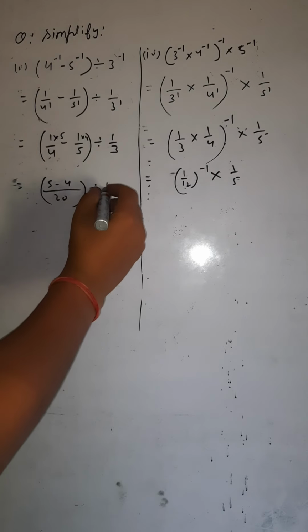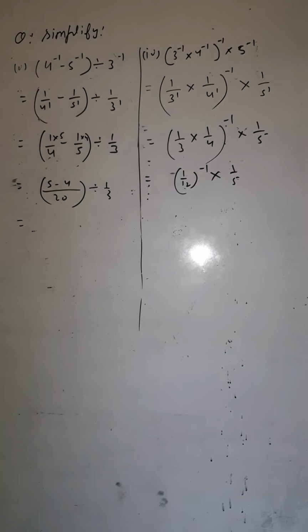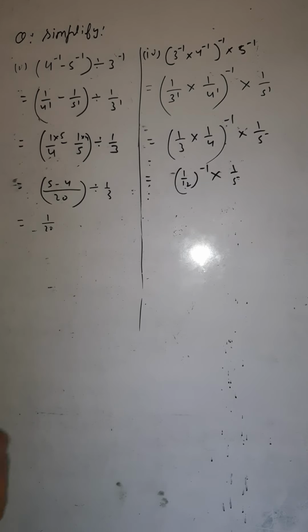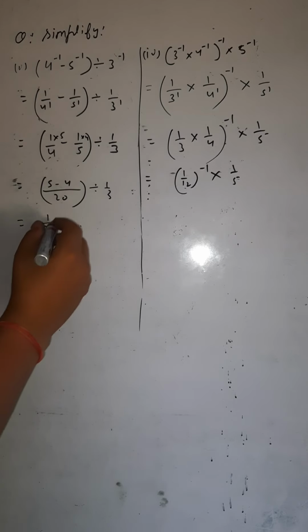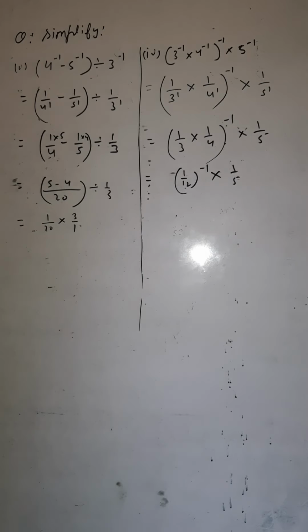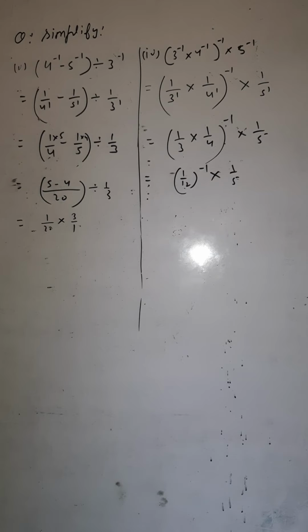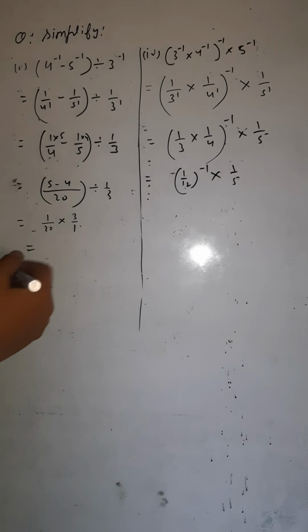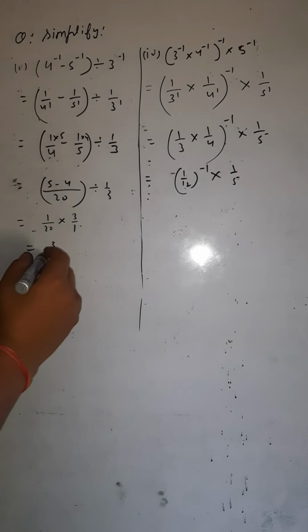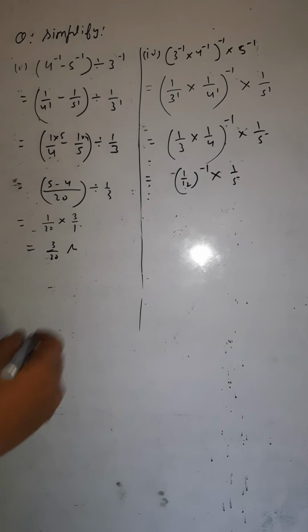Okay, divided by 1 by 3. Now it can be written as 5 minus 4 would be 1 by 20. This division can be changed into multiplication, and I would have to write the reciprocal of the fraction there, that I would write as 3 by 1. Now what would you do? You would multiply this. Now 3 ones are 3 and 1 twenty is 20. So 3 by 20 would be the required answer.